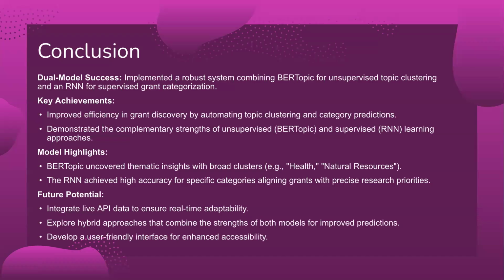Our project successfully demonstrated the potential of a dual model system for streamlining grant discovery. The RNN delivered structured and accurate predictions, excelling with frequent categories, while BERTopic provided thematic insights and uncovered broad clusters. Together, these models complemented each other, offering a more comprehensive approach to grant identification and categorization.